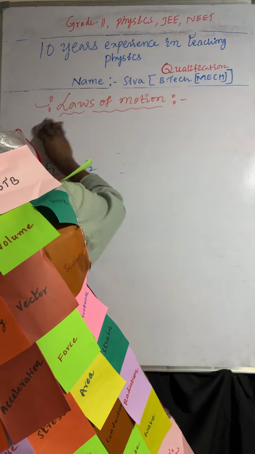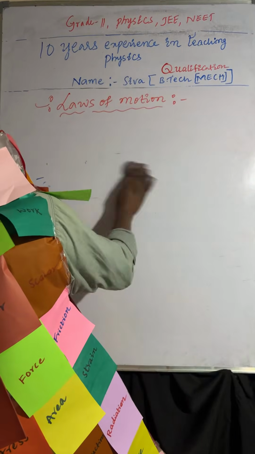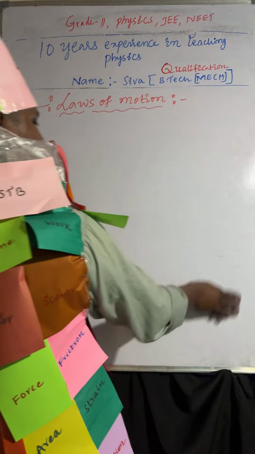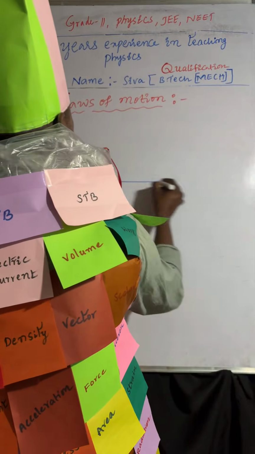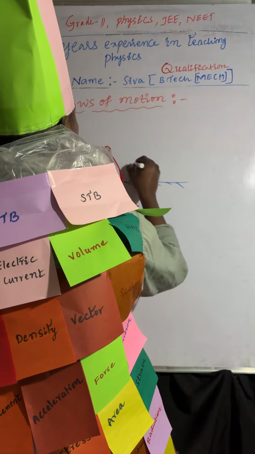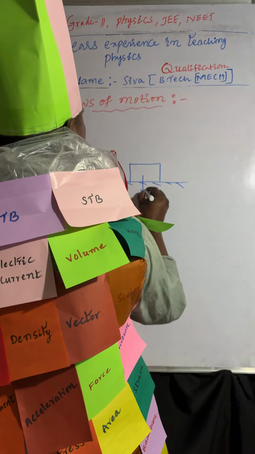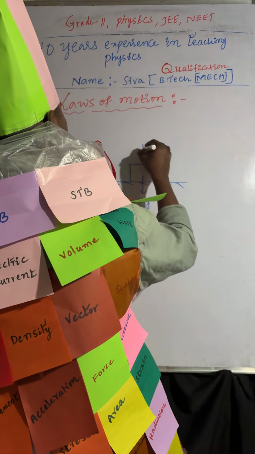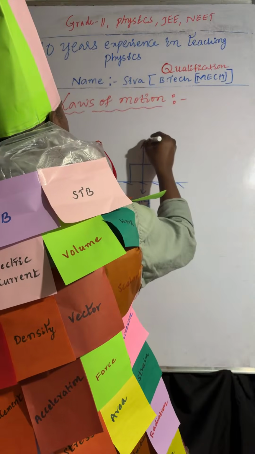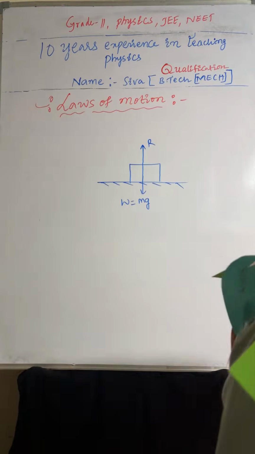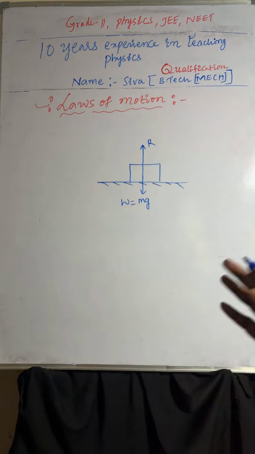Weight. When the object is placed on the table, here you can observe the object's weight. Weight of the object is acting in the downward direction, W equal to mg. And the normal reaction, or reaction force, is acting in the upward direction.